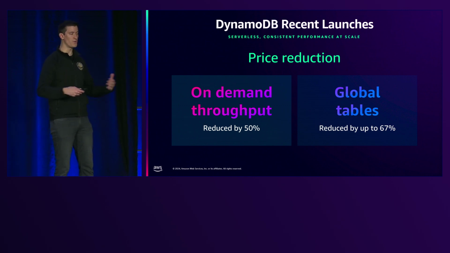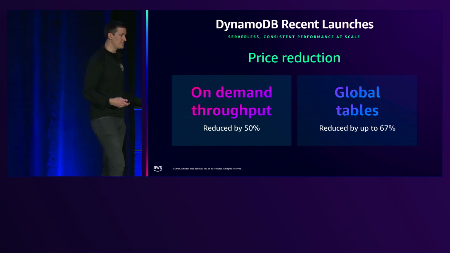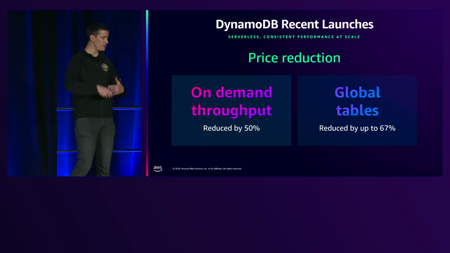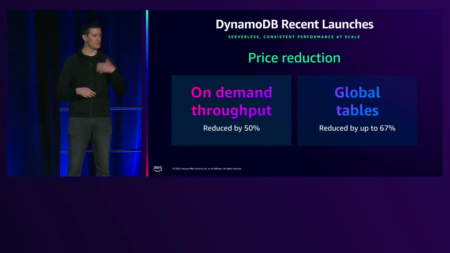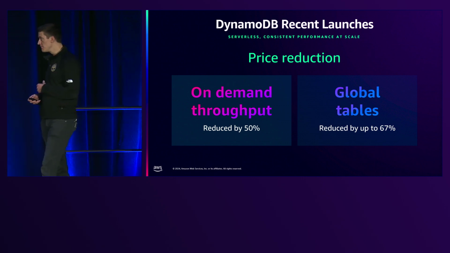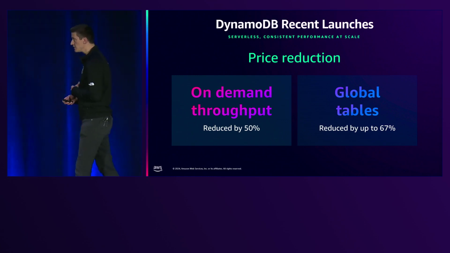It's a lot easier to use with warm throughput. You now have much more transparency on what that table is capable of doing. You now have an API to be able to scale your table to increase more. This is a really big deal. We're really excited to pass that on.